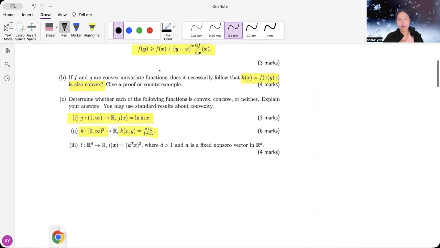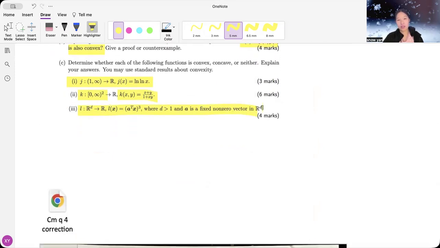And next, we have the last case, where we have this expression over here. L is a function that maps a d-dimensional vector to a scalar. And then we have the following: a transpose x to the third power, where d is greater than 1 and a is a fixed non-zero vector in R^d.